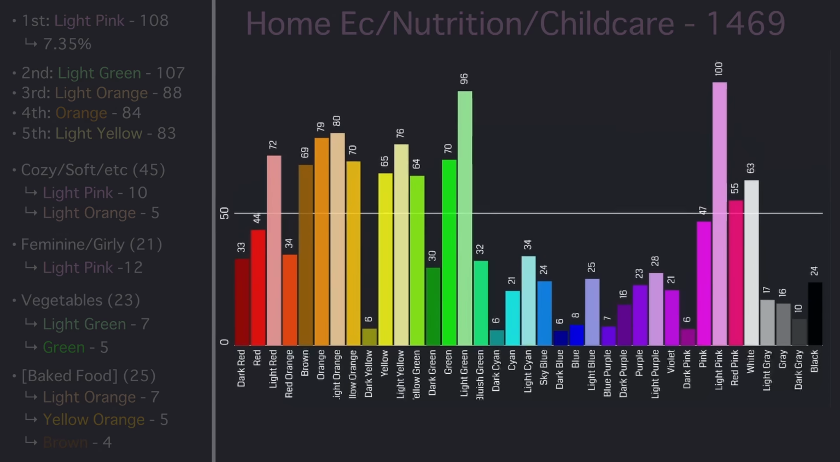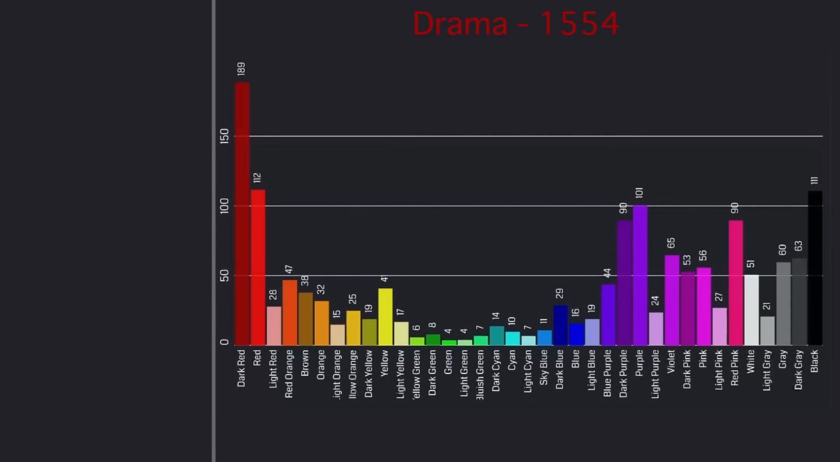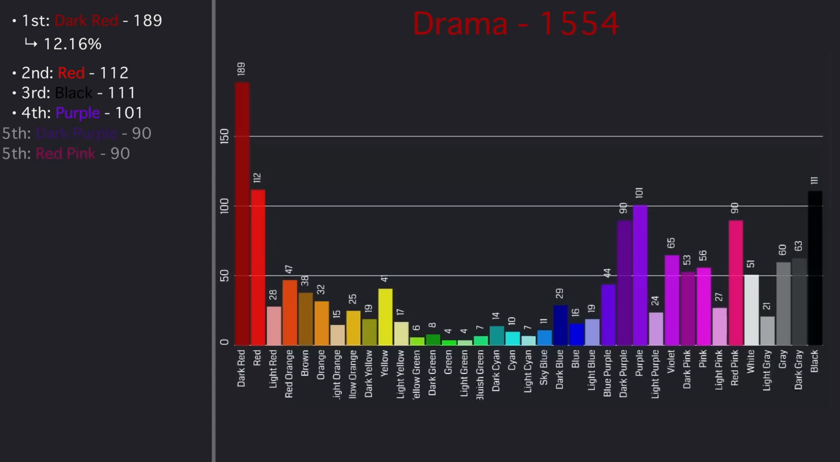The second least chosen subject was drama with 1,554 submissions and a winning color of dark red with 189 submissions, or 12.16% of the vote. In 2nd and 3rd, we have another one-off battle, with red taking 2nd with 112 votes, and black taking 3rd with 111. In 4th place is purple with 101, and tied for 5th is dark purple and red pink, both with 90.